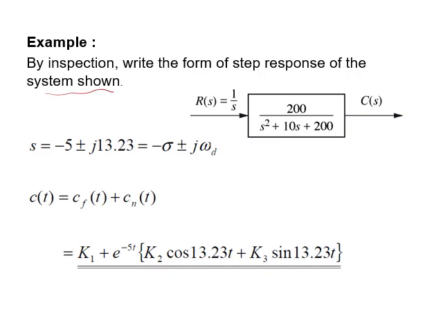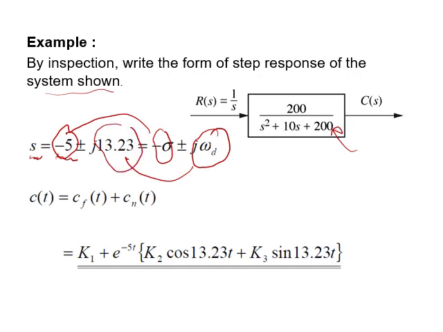By inspection means you don't calculate, don't evaluate, you can just write them directly. So what do you need here? You need to calculate the value of S from this one. Of course, by calculator, you can calculate it, it takes no time. S equals minus 5 plus or minus j13.25, where sigma is 5 and omega_d is 13.25.